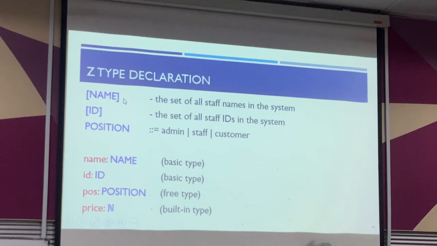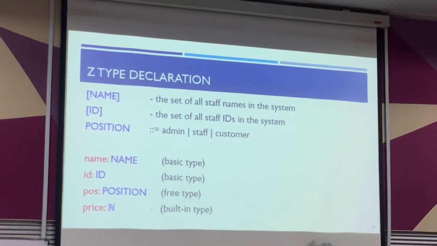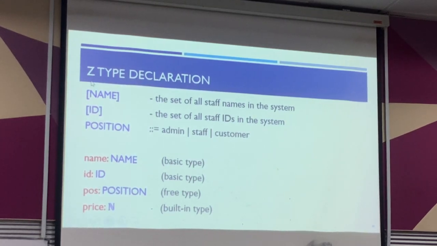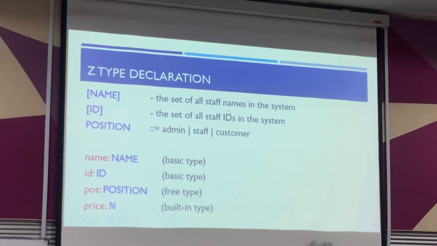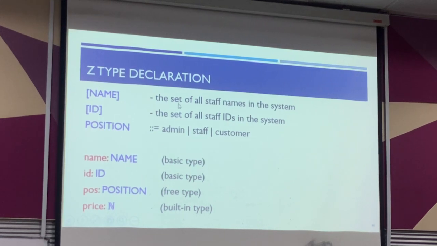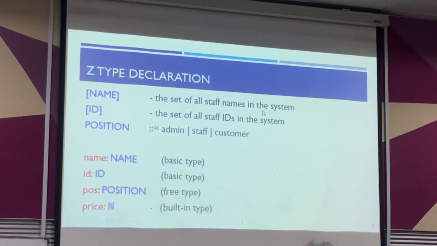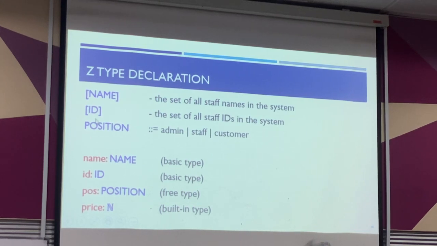This is a basic type. So for your assignment, rather than you putting commas and so on, my suggestion is for you to declare your types like this, where you put a declaration of the type there. For example, name, I will put the set of all staff names in the system. Then you know what you want to do inside that. So list one by one inside your assignment later whatever data type that you want, and then you put the set of whatever. Then you put a declaration like this. So in this case, I have two basic types, name and ID.